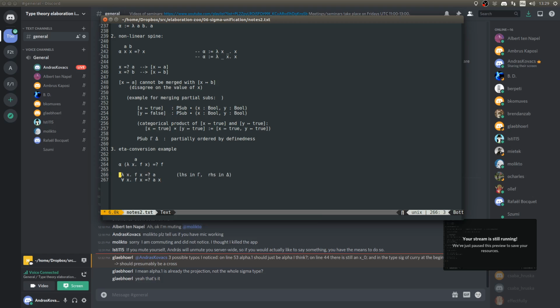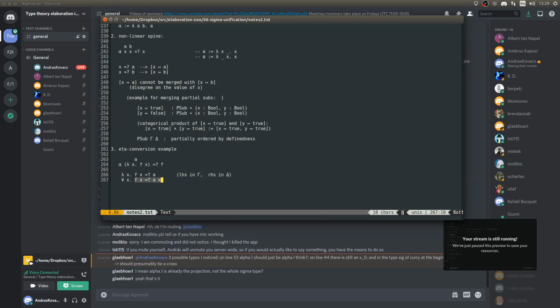So that's why I use unification in scare quotes, because this is not a homogeneous problem, because the left hand side is something in gamma and the right hand side is something which lives in delta. So it's a bit of a heterogeneous variant of the usual unification algorithm.